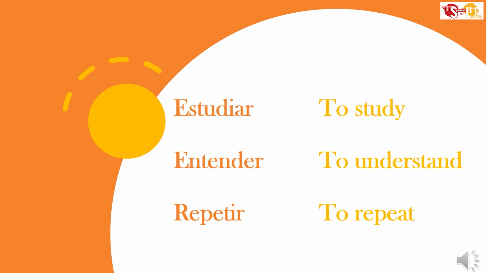Since we have specific endings, we can recognize a verb without any addition. Therefore, we don't translate "to" when we say the name of a verb. This explains why we have two words in English, to study, for example, but only one in Spanish, estudiar. So, to study is only estudiar. To understand is only entender, and to repeat is only repetir.